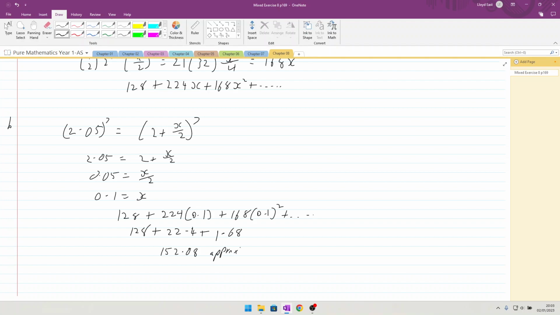approximation, considering if you just put into the calculator 2.05 to the power 7, you get 152.1517765, which we could also get ourselves if we were to push it out to the nth degree.